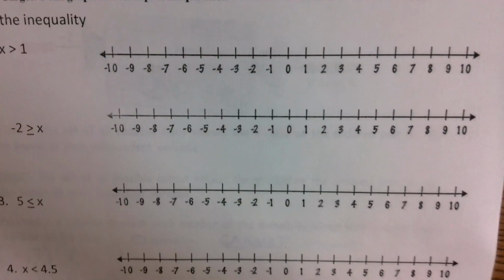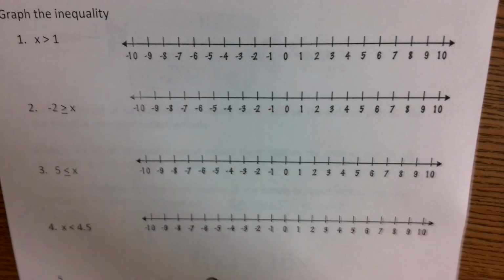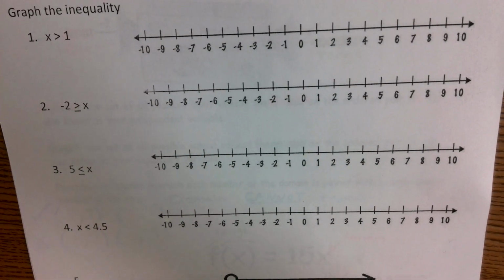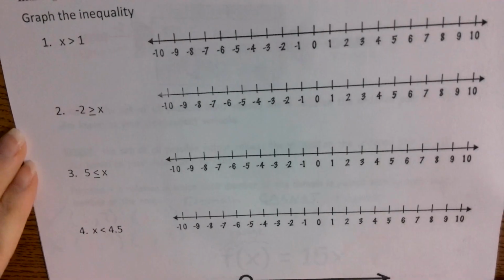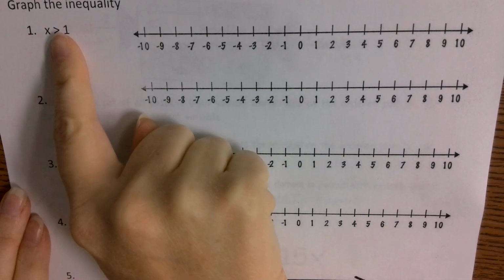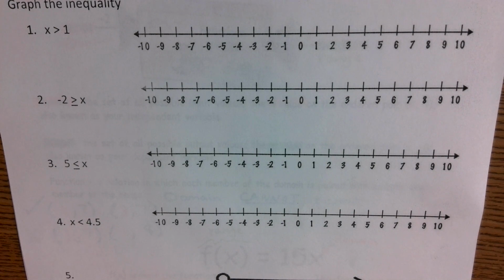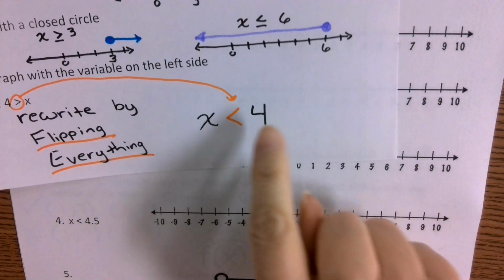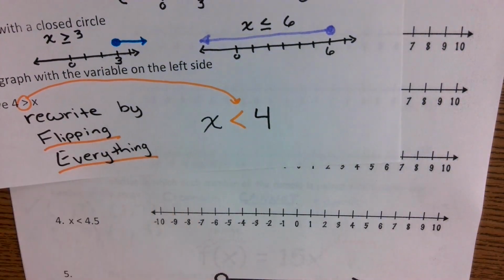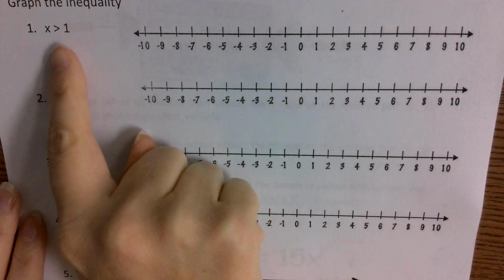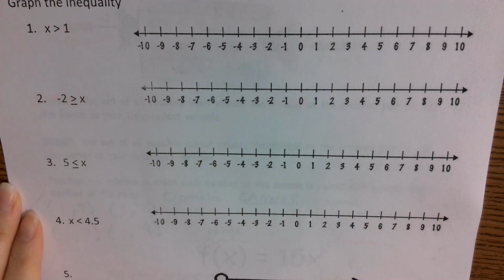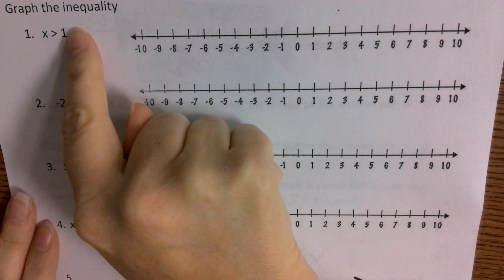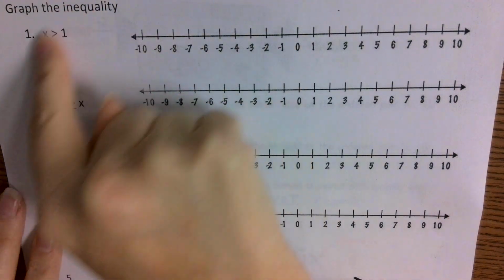On the back of your page, you should have it turned over. We're going to go ahead and graph these inequalities. I'm just going to do the first 2 with you. You'll do the second 2 on your own. First thing that I always want to check before I'm graphing is, do I have it written in the manner that I want? Meaning, is it written with the variable on the left side of the inequality symbol? So is the variable on the left side? Yes. So from here, I can graph it exactly as it is stated.